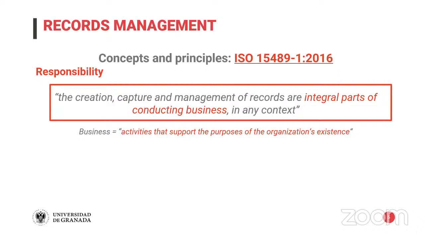The creation, capture, and management of records are integral parts of conducting business in any context. And this means that the first rule of records management is that each organization is responsible for managing its own records. And in the academic context, this is not happening. Many publication venues are not owned or governed by the institutions and communities that contribute to the record. Instead, they are governed by other organizations that provide necessary services, but do not necessarily share the same values and goals. And this can easily lead to tensions.